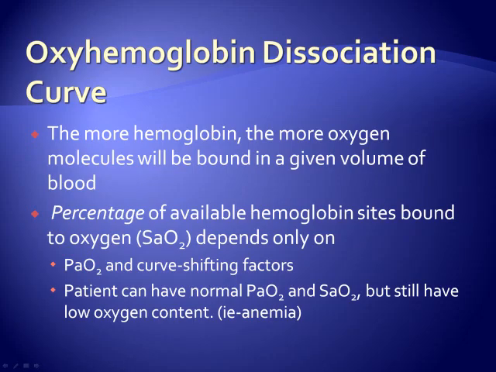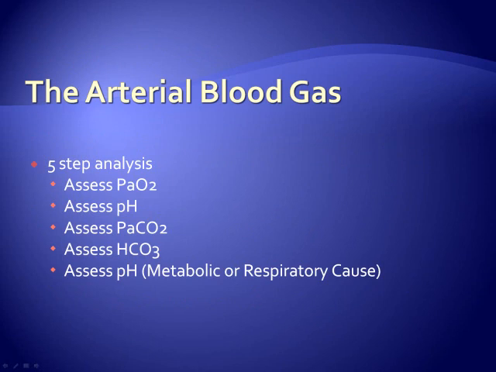Okay, now obviously the oxyhemoglobin dissociation curve is just talking about the hemoglobin that we have present. So the more hemoglobin we have, the more oxygen will be bound to hemoglobin, so we'll have more oxygen in the blood. But on the other hand, your patient may have anemia, and the patient can have a normal PO2, a normal SaO2, but still have a low oxygen content because they don't have enough circulating hemoglobin to take that oxygen to the tissues where it needs to go.